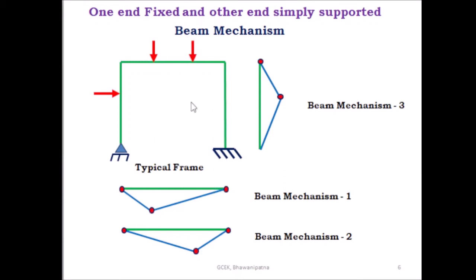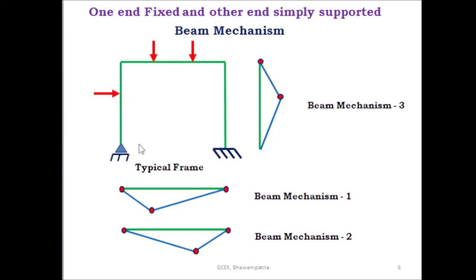And in beam mechanism 2, you have to take one plastic hinge here, a second plastic hinge here, and a third plastic hinge under the load. This is beam mechanism 2. But in beam mechanism 3, due to the hinge support at A, the hinge is a mechanical hinge. You have to take the mechanical hinge here. Only the plastic hinge is found at B and under this load. Only 2 plastic hinges you have to consider.